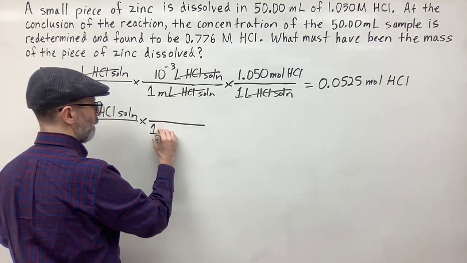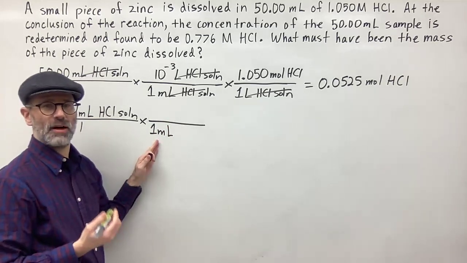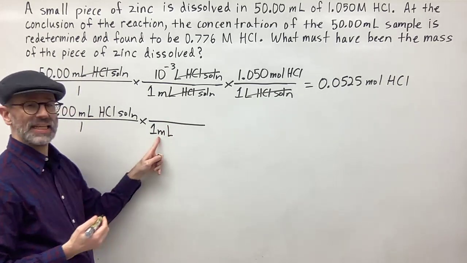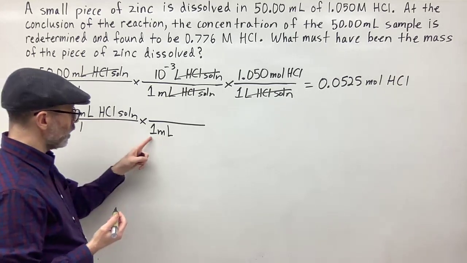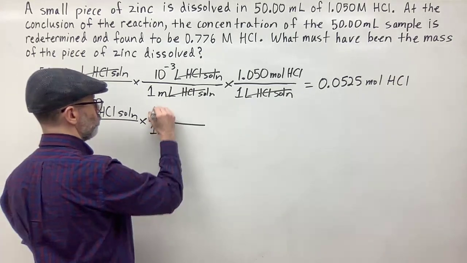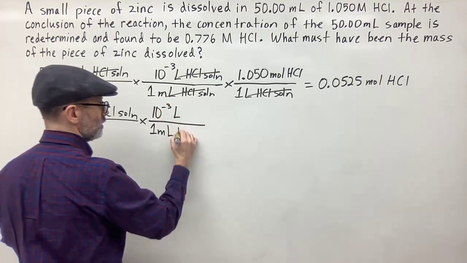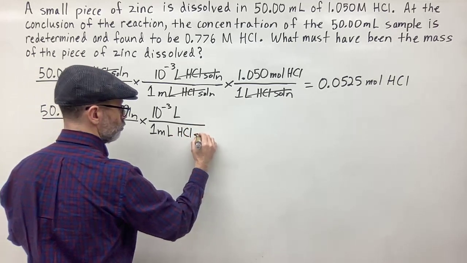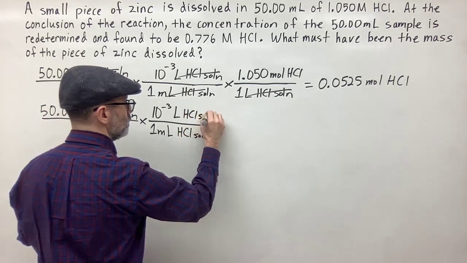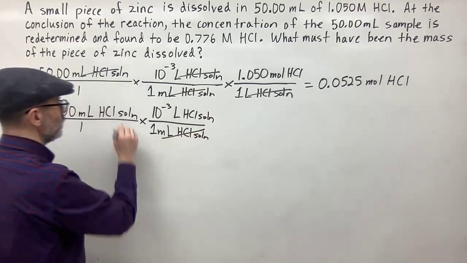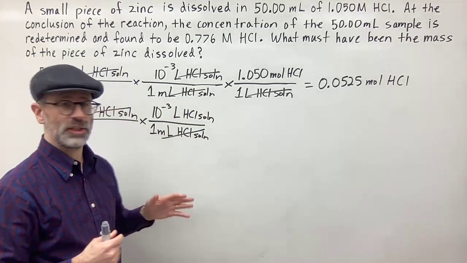Again, 1 milliliter. How do I know that 1 milliliter is 1/1000th of a liter? It's because milli means 1/1000th. So 1 milliliter is 1/1000th, or 10 to the negative 3 liters of HCl solution. So milliliters are going to cancel out. Now I have liters of the HCl solution.